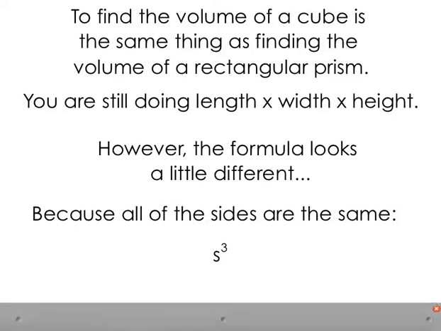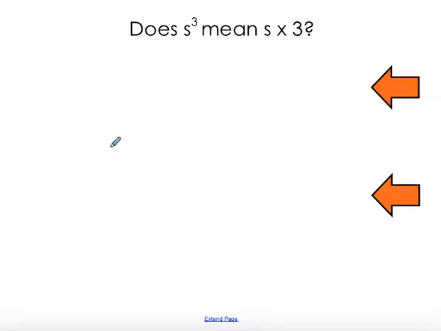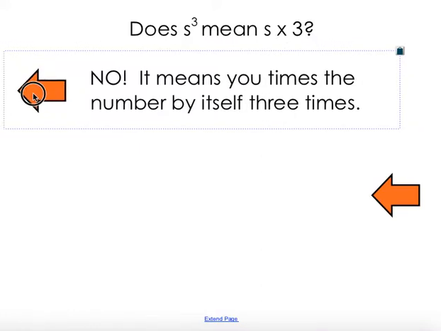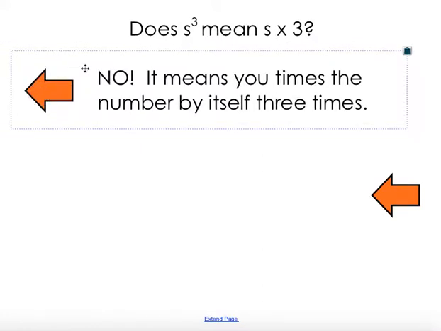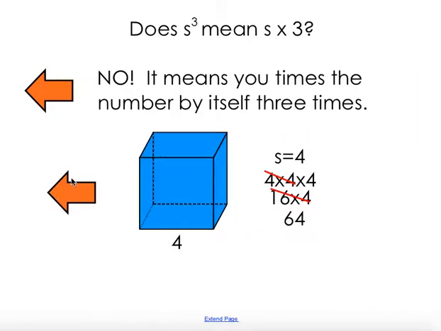So we just get s cubed. Let's try it on a couple things. Now remember that s cubed does not mean s times 3, because s cubed means you times the number by itself 3 times rather than 3 times s. So in this case with this cube we do 4 times 4 times 4, which is 64, instead of s times 3, which would only give us 12.